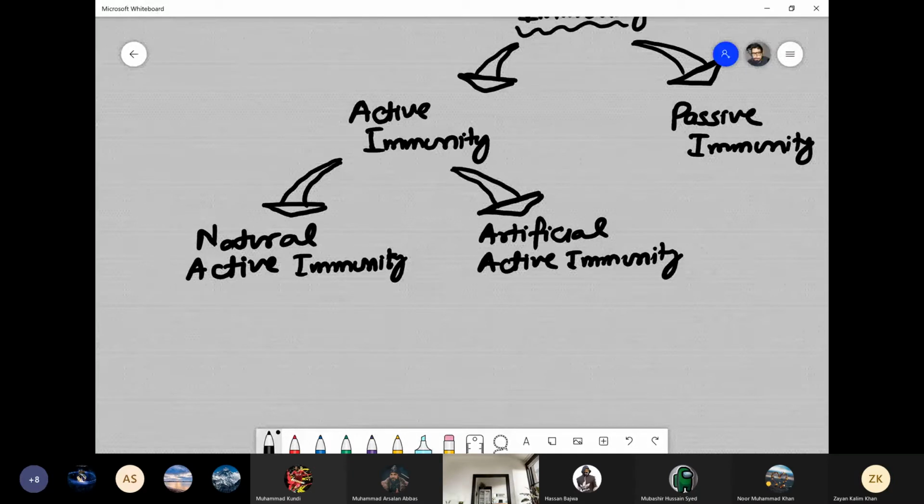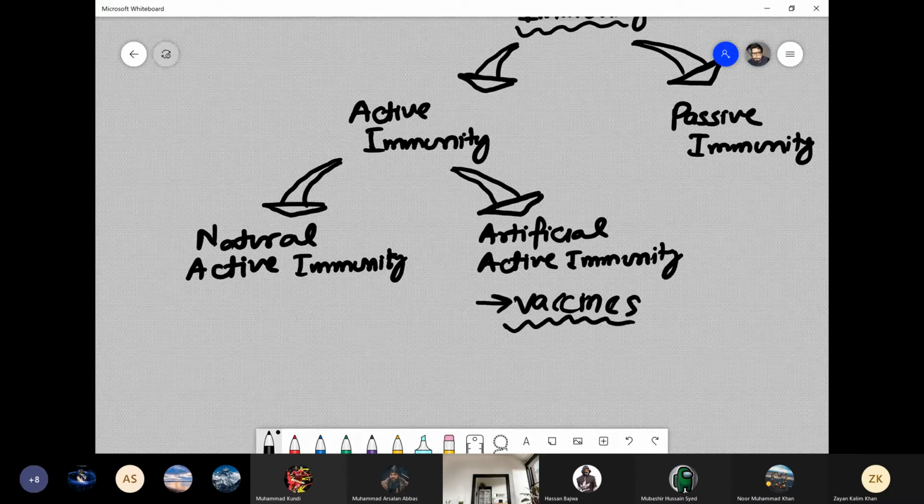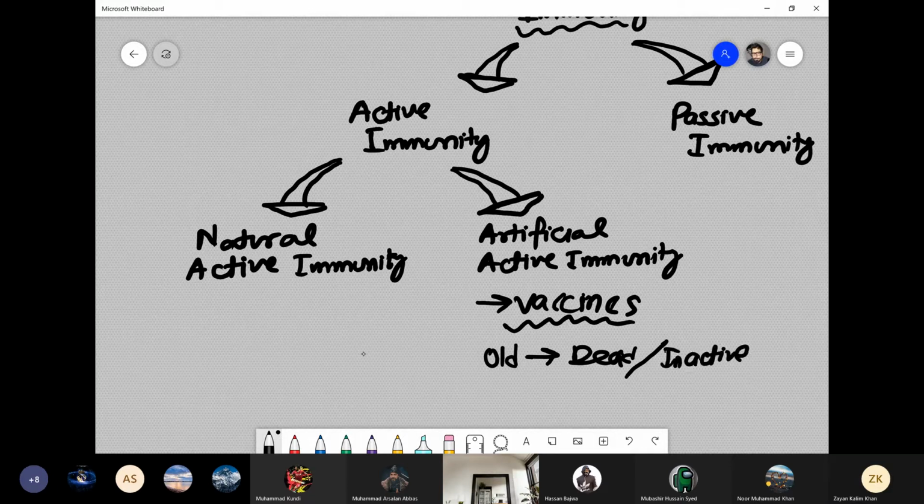Now, what is artificial active immunity? In artificial active immunity, there is a huge role of vaccines. Now, guys, let me tell you, the old vaccines contained dead or inactive pathogens.